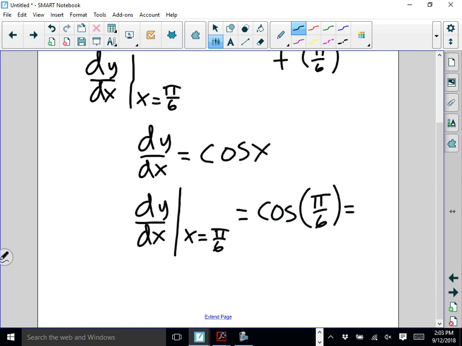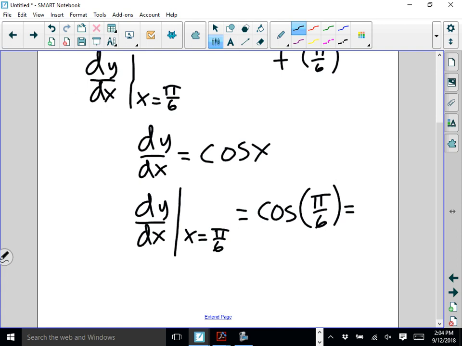Uh-oh. Guess what time it is? It's unit circle time. What? We have to know our unit circle very, very well, not just for pre-calculus, which you all did last year or this summer. We have to know it for calculus too. Dang it. Okay, so what is the cosine of pi over 6?